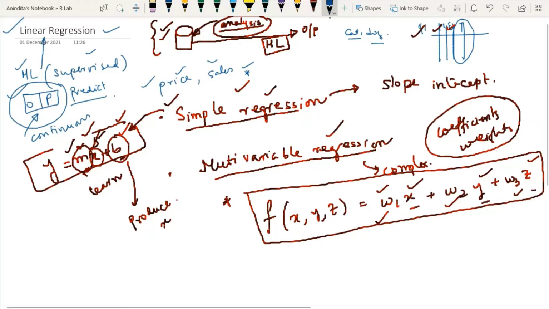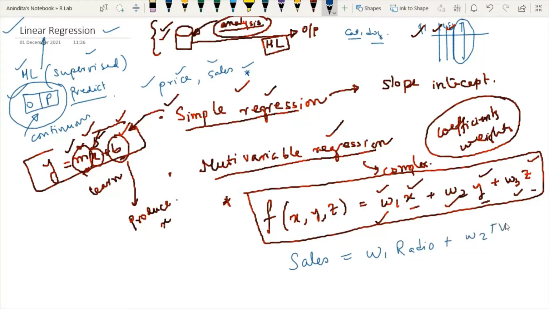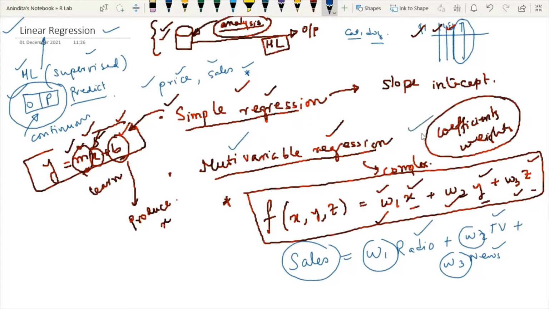I'm giving you one simple example. Say the equation is like this: we are going to predict the sales. So we write W1 times sales of radio, then W2 times sales of TV, and W3 times sales of news articles. In this case, by using multivariable regression, we are going to predict the sales by learning W1, W2, and W3. So here learning coefficients and weights is the ultimate aim of the algorithm.